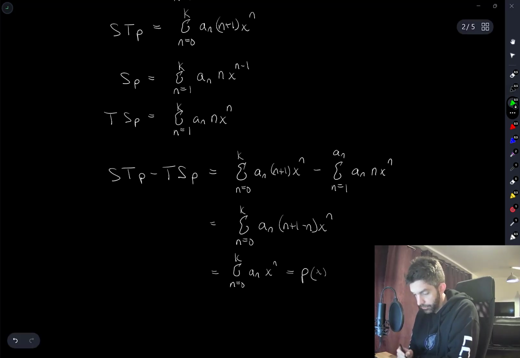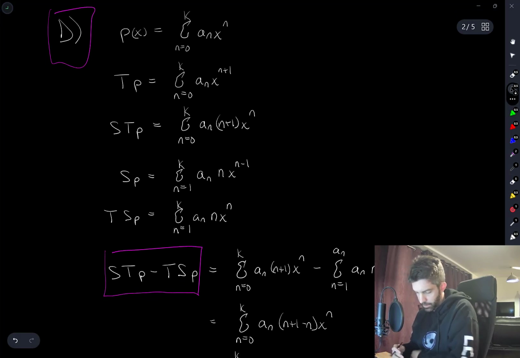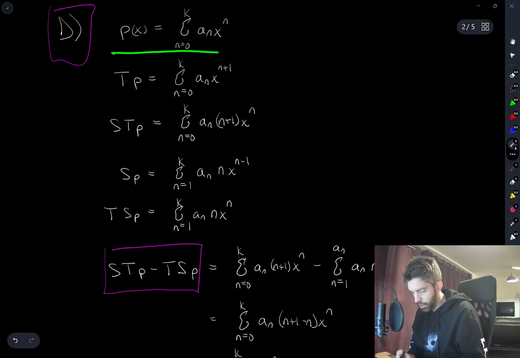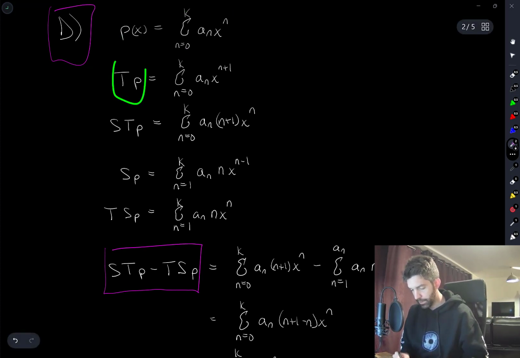Yeah, so the answer is D. The difference of these two things is the identity. You can just go through the computations, assuming that we're starting with an arbitrary polynomial of degree k, working out what all the transformations are that we need to, and it makes it work.